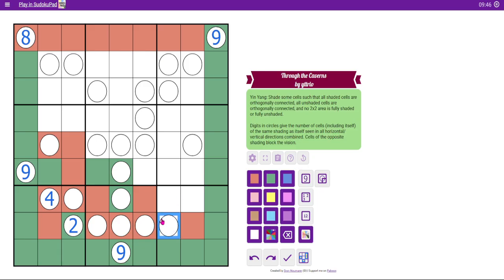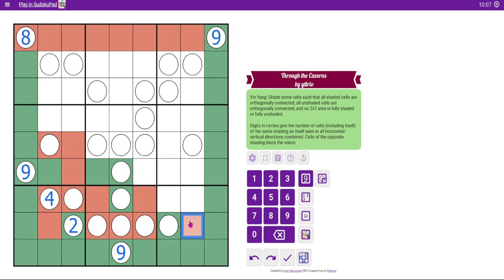And this one, let's imagine this is red. We know this one cannot be red now because of the 2x2 area. Now we have the same issue where these two see exactly the same amount of digits, only in the row. So this one needs to be green.